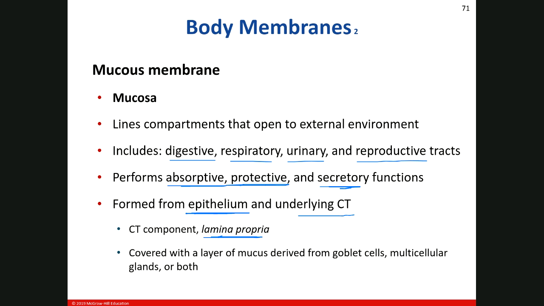So for the most part, we saw the epithelium with the goblet cells. But considering that goblet cells are unicellular glands, we still have the other types of glands, the secretory glands, which will be multicellular.